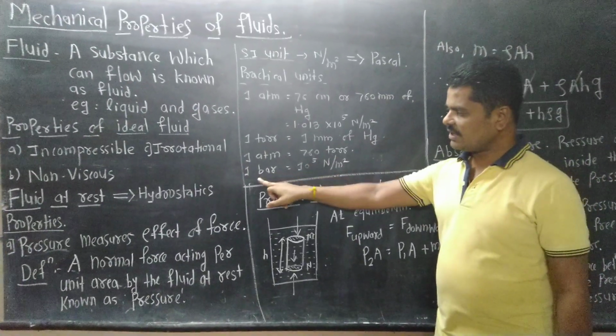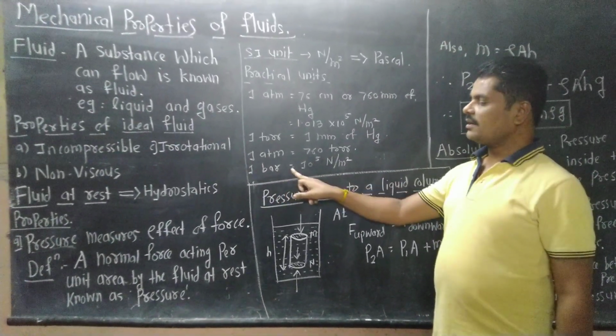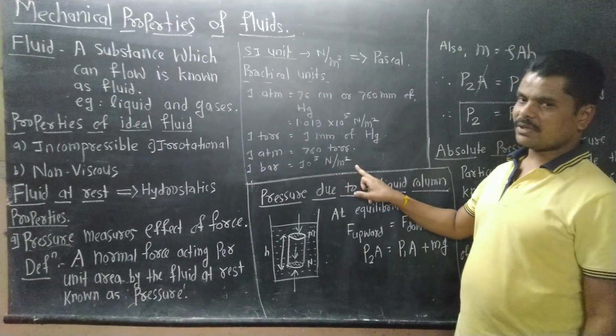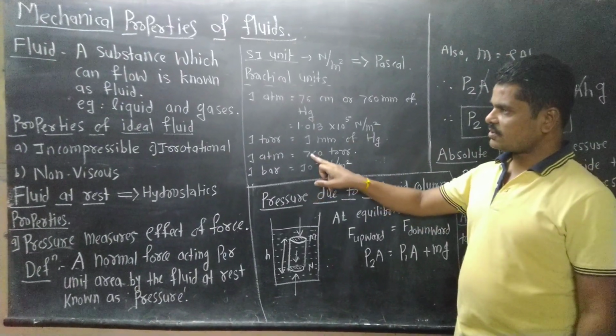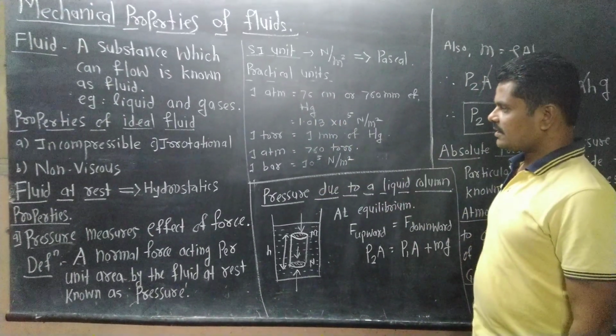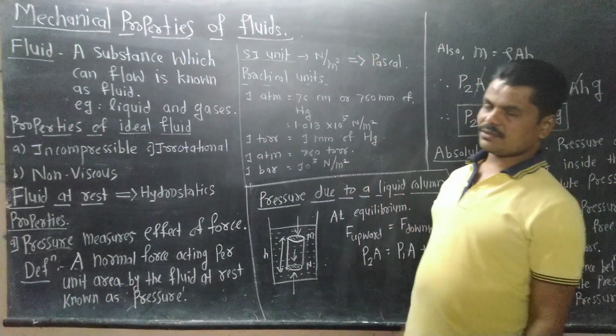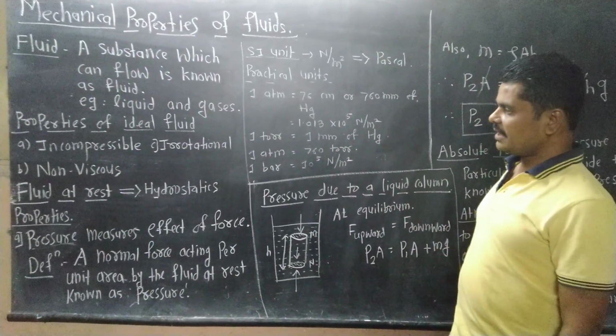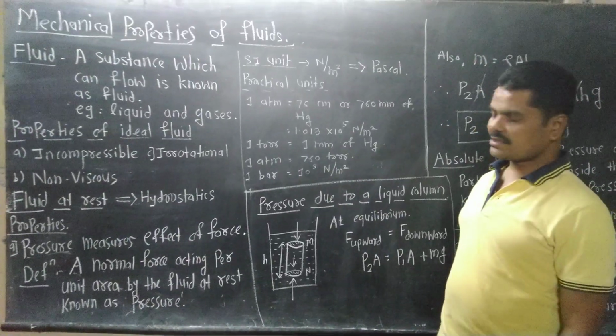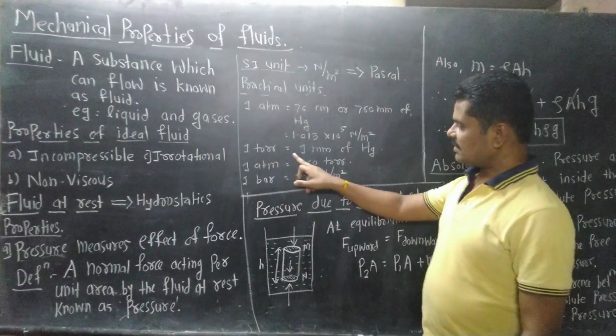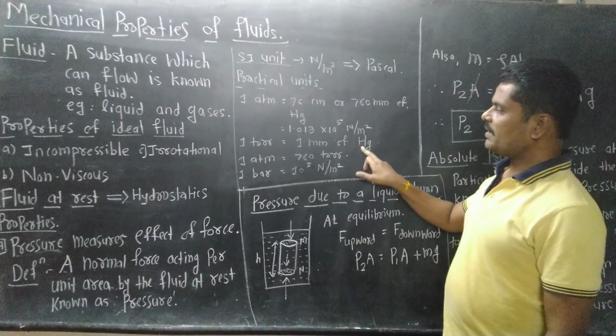Here also, 1 bar, the barometric pressure, is equal to 10^5 Newton per meter square. 1 bar is approximately equal to 1 atmospheric pressure. And there is the torr, named in honor of the scientist Torricelli. 1 torr is equal to 1 millimeter of Hg.